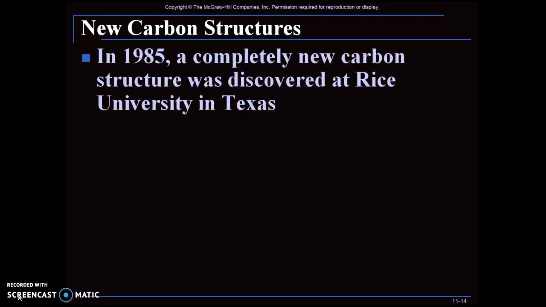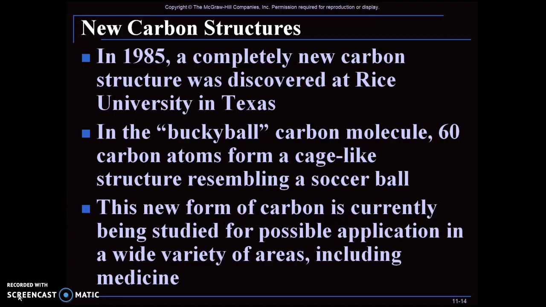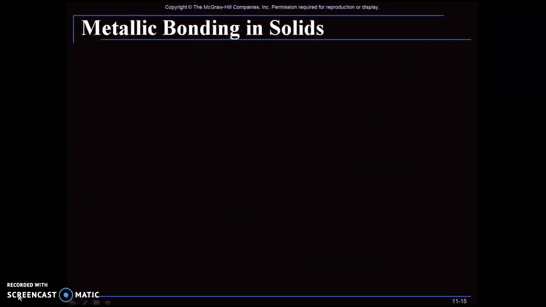In 1985, a completely new carbon structure was discovered by Rice University in Texas, called the buckyball. In the buckyball, 60 carbon atoms form a cage-like structure resembling a soccer ball. It looks like a soccer ball with the patches taken off, so that all those blocks are empty. This new form of carbon is currently being studied for possible applications in a wide variety of areas, including medicine. They are still looking at the advantages and applications of the buckyball, but this is a new carbon structure.